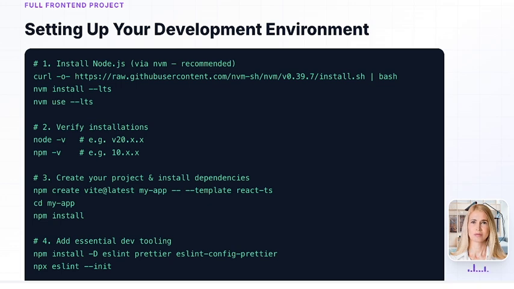Before writing a single line of application code, we need a consistent, reproducible environment. We use NVM to manage node versions, Vite to scaffold a fast React TypeScript project, and ESLint plus Prettier to enforce code quality from day one. Environment variables are stored in a .env file and prefixed with VITE_ so Vite exposes them safely to the client bundle.